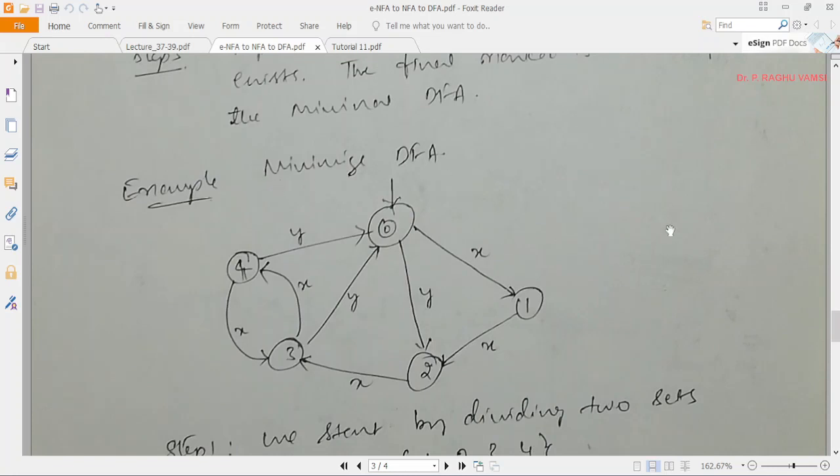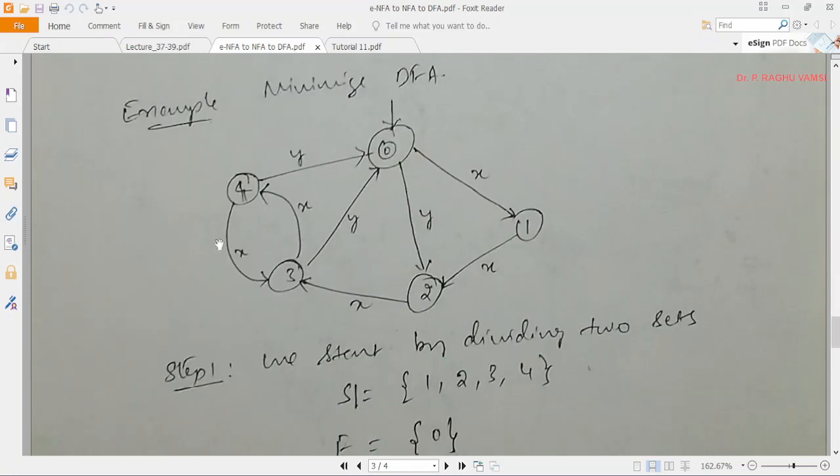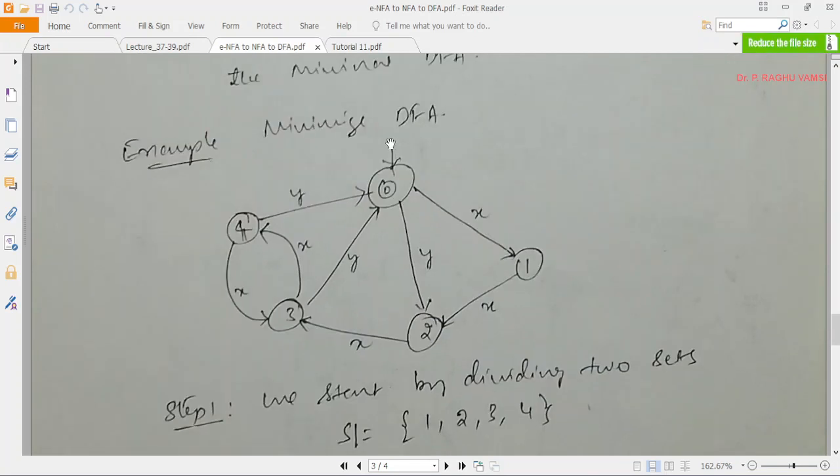Minimize DFA. Here is the given DFA in which the states 0, 1, 2, 3, 4 are there. Now state 0 itself is the starting state as well as the final state. Here 1, 2, 3, 4 are the non-final states.